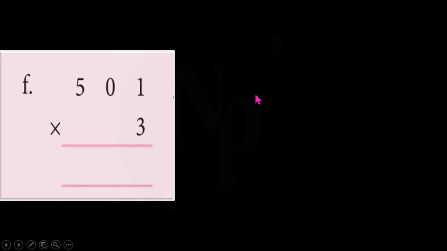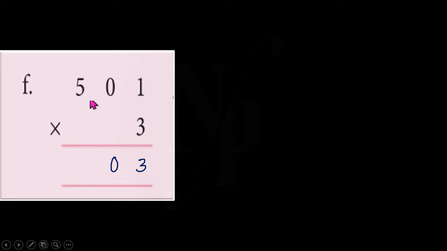F. Here we have 501 into 3. This is a 3-digit number multiplied by a 1-digit number. So 3 ones are 3. 3 into 1 is 3. We write 3 in one's place. And in the tens place we have 0. And we know that multiplying 0 by any number will give us 0. Therefore, in the answer also we will be having 0 in tens place. 3 into 0 is 0.